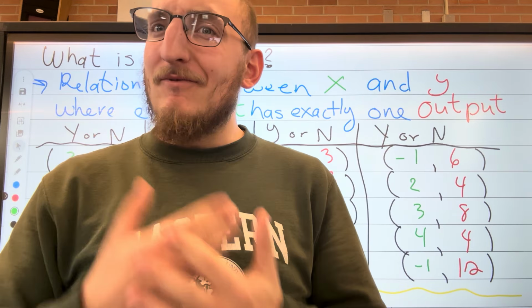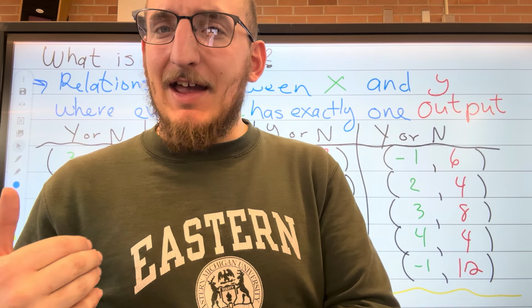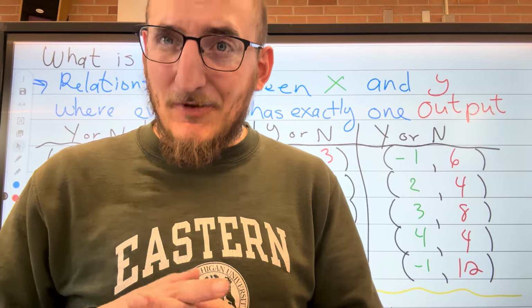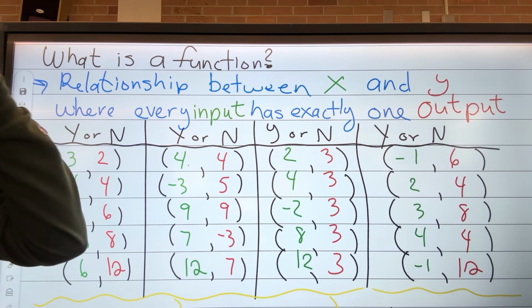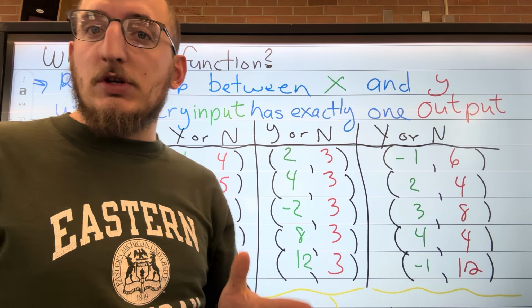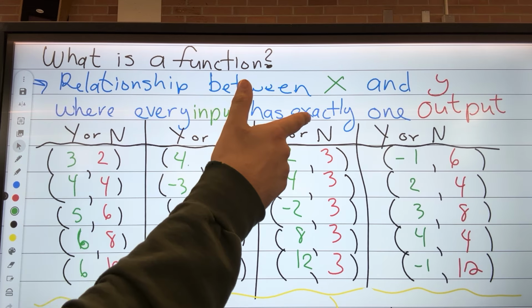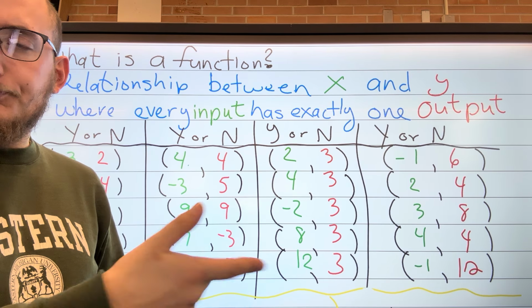Today I want to talk about functions. We're going to talk about functions when it comes to points and domain and range, instead of finding functions using a graph. We'll do graphs next. But using domain and range, we want to find a function. Well, first off, a function is a relationship between x and y where every input has exactly one output.